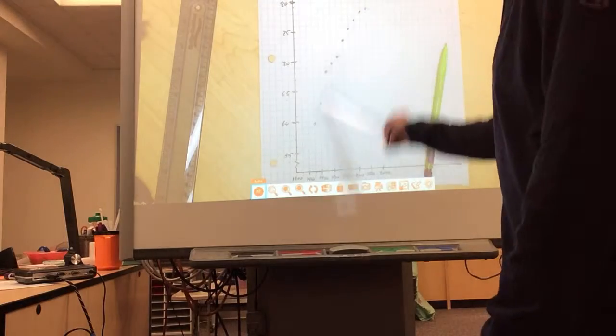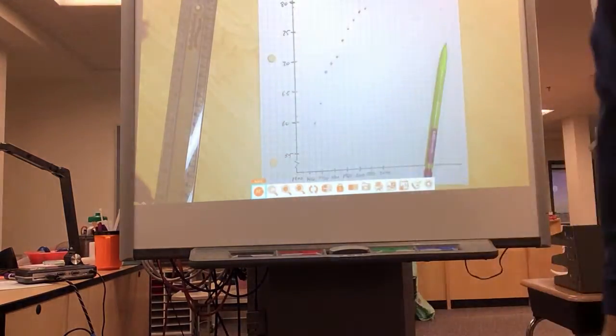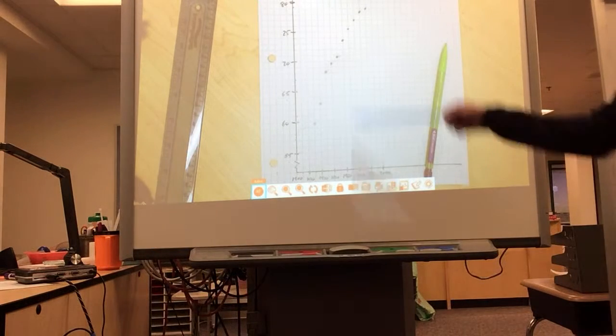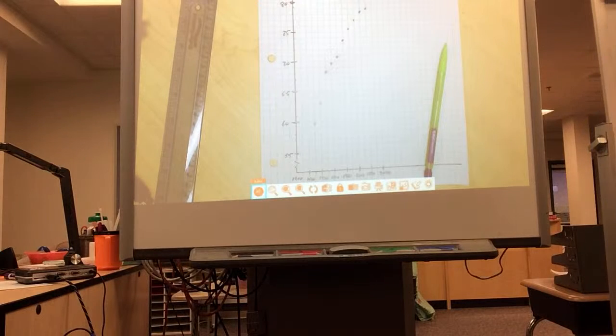So, there the points are. If we believe that this fits what we call a linear model, in other words, the equation is a straight line, like all these equations that we've been working with, y equals mx plus b, we should be able to draw a straight line through it. Does it look like it does? No, it's got a curve to it, doesn't it?